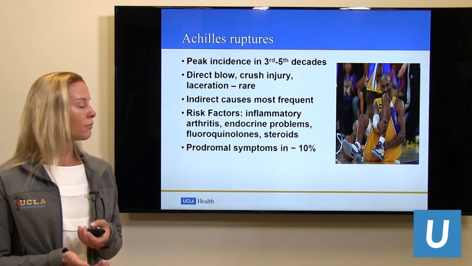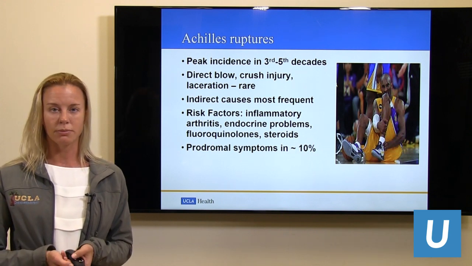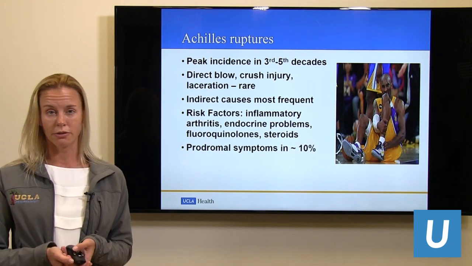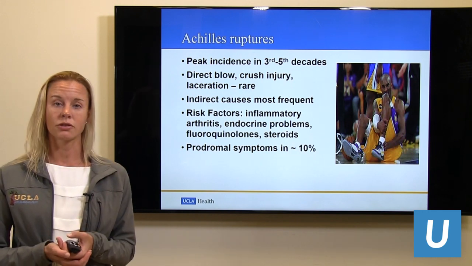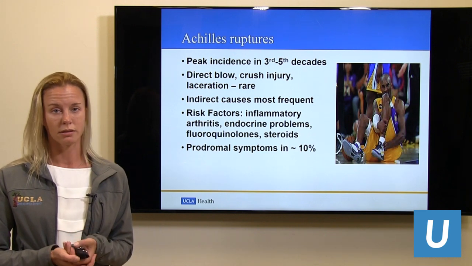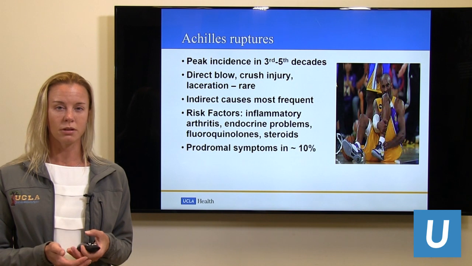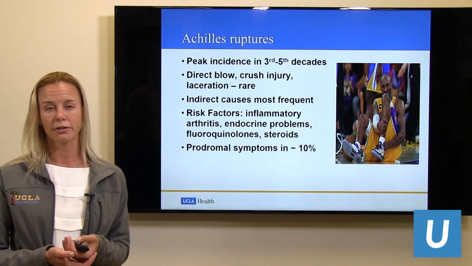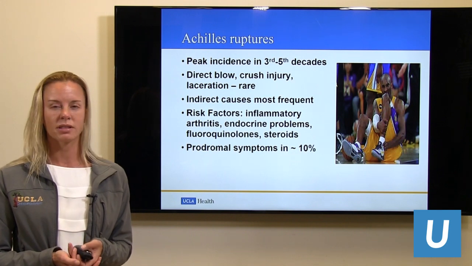Risk factors for this are if you have any inflammatory issues like rheumatoid arthritis, you're a little bit more prone to this. Taking certain antibiotics can make the tendon prone to this, and steroids as well can weaken the tendon. About 10% of people will have pain in their Achilles prior to actually rupturing this, but it's somewhat rare.